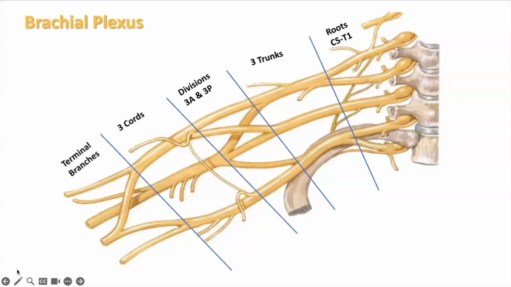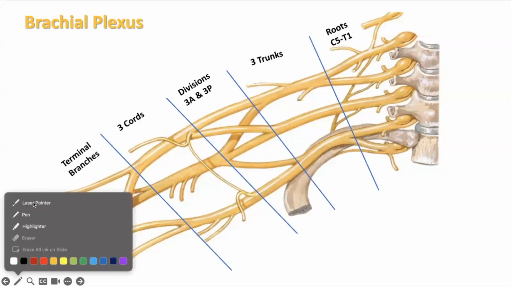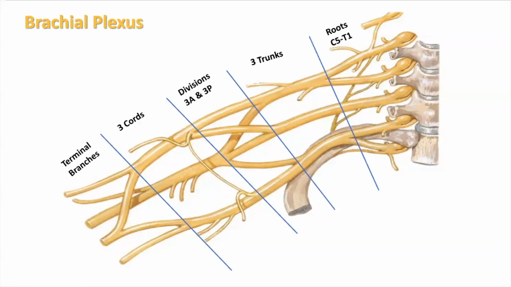Hi everyone, welcome and let's explore brachial plexus. So literally brachial plexus means arm or upper limb, and plexus means a nerve network. So it's a nerve network that supplies the upper limb. And generally, plexuses are formed by the ventral rami of spinal nerves.